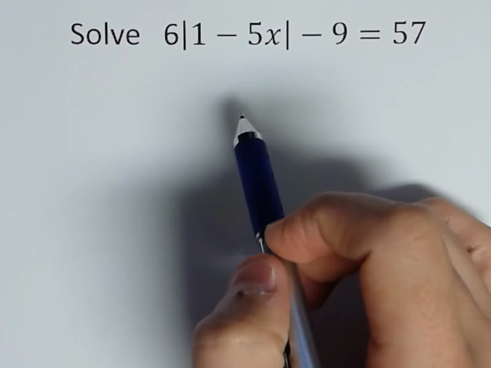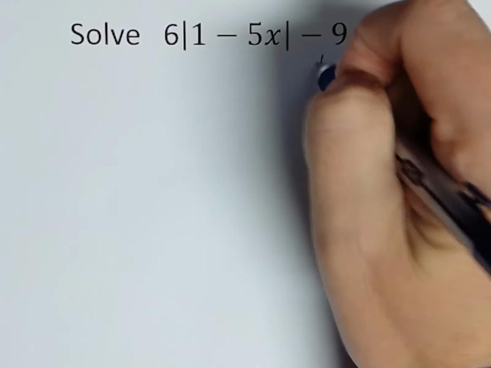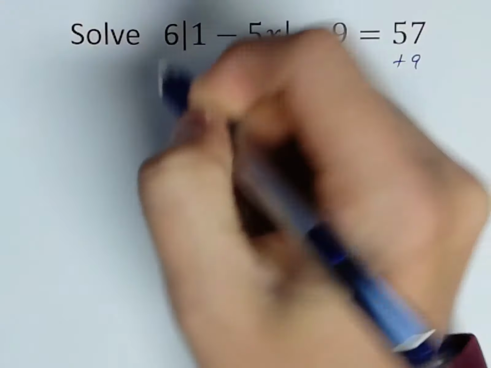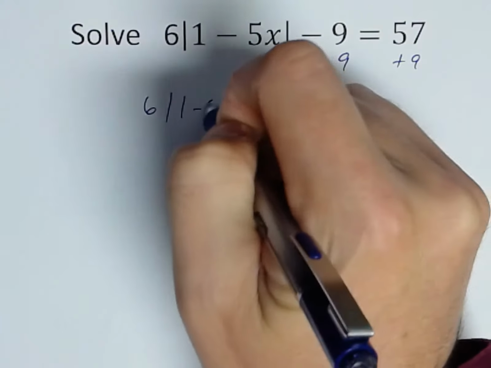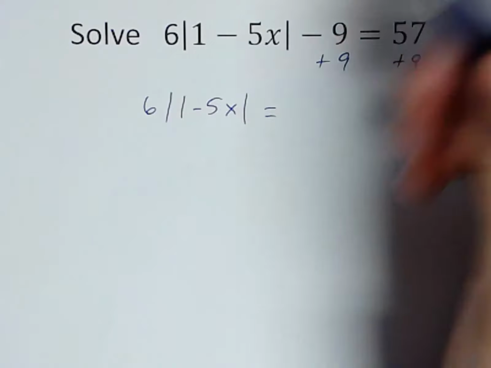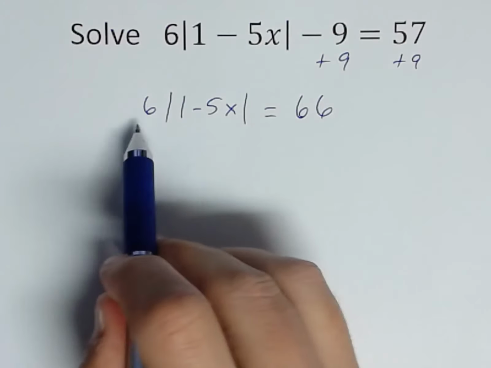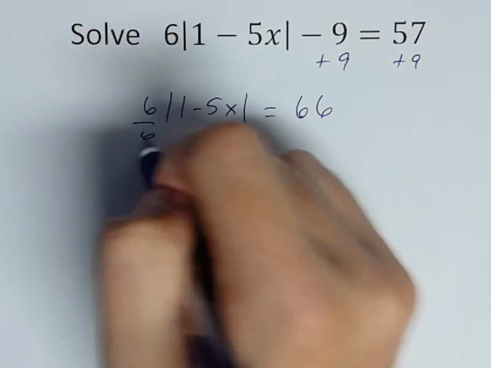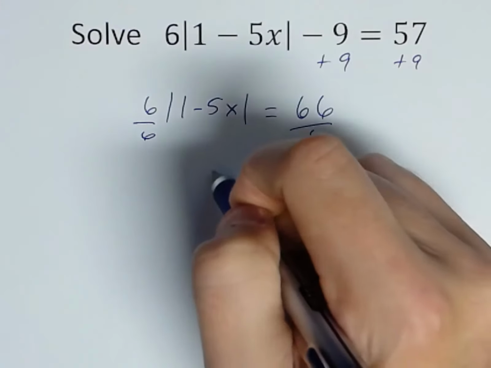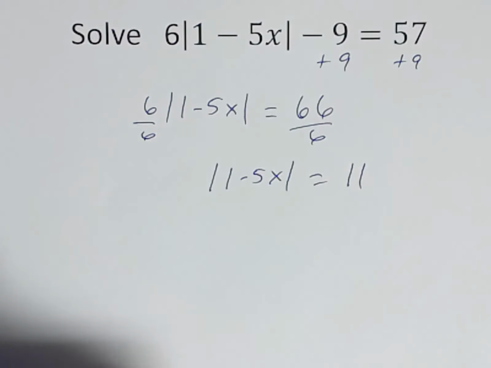I see a lot of silly mistakes with this, so make sure isolate the absolute value. So let's add 9 over. So if I add 9 to both sides, I've got 6 times absolute value 1 minus 5x equals, what we got, 66? Now divide that 6 over, you could do the whole thing, okay? Make sure we get that absolute value by itself. So absolute value 1 minus 5x equals 11.